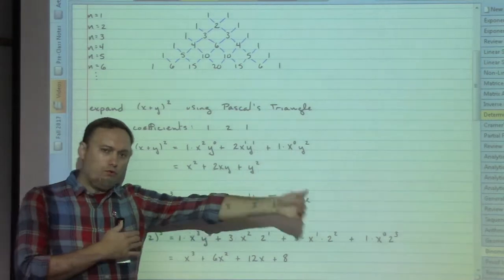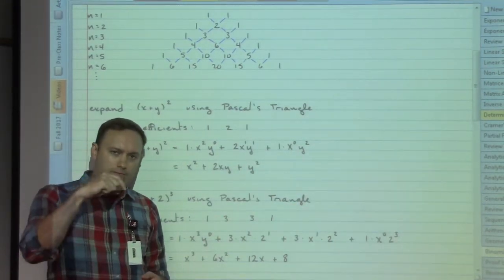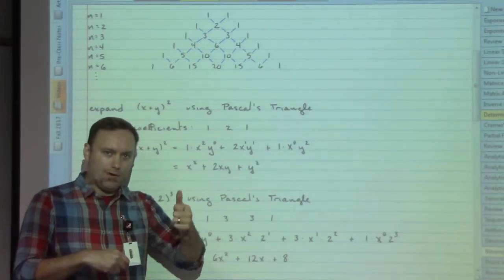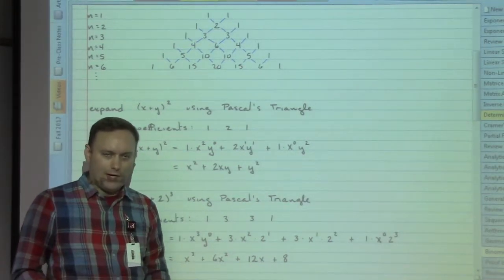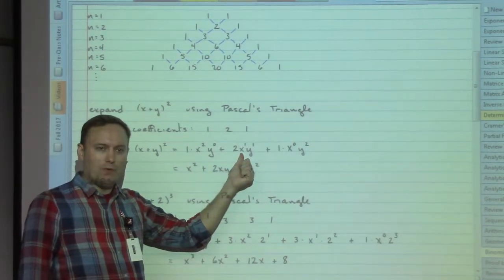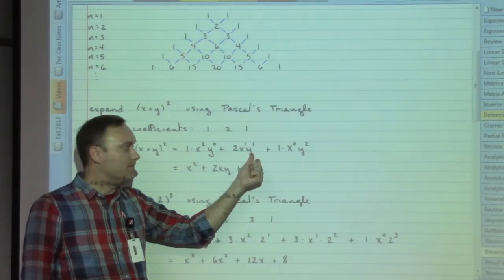When we move to the next term, the power on the first part goes down, the power on the second part goes up, one at a time. Click, click. So the power on the x goes down from 2 to a 1, the power on the y goes up from a 0 to a 1.